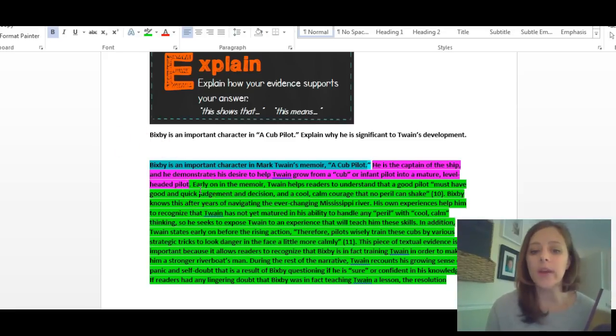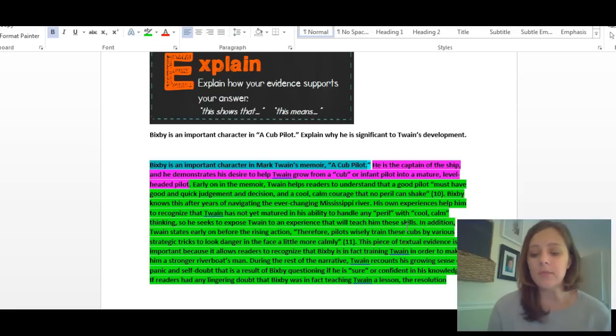Early on in his memoir, Twain helps readers to understand that a good pilot, here comes my quotes, must have "good and quick judgment and decision and a cool, calm courage that no peril can shake." We see the end quotes, and then I do have my page number in parentheses. Bixby knows this after years of navigating the ever-changing Mississippi River. His own experiences help him to recognize that Twain has not yet matured in his ability to handle any peril with cool, calm thinking, so he seeks to expose Twain to an experience that will teach him these skills.